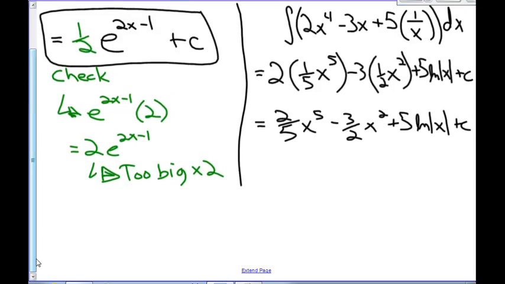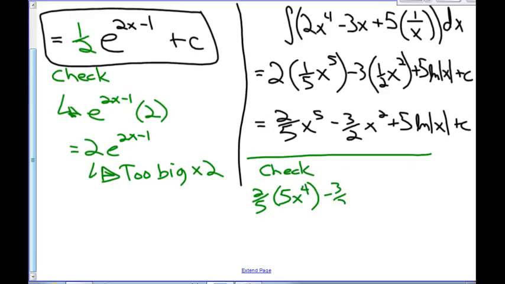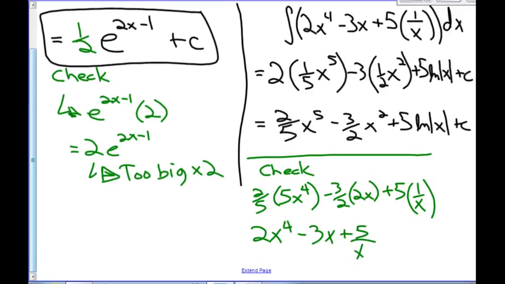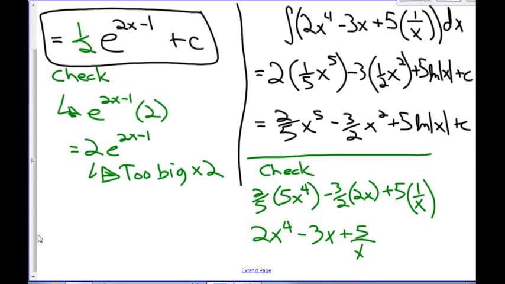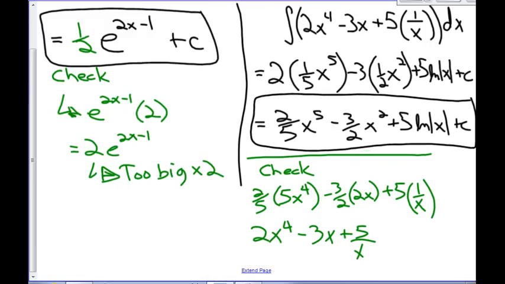I feel pretty confident about this one, though. Check. We'd have 2/5 times the derivative of x to the 5, which is 5x to the 4, minus 3 over 2, derivative of x squared is 2x, plus 5 times the derivative of ln x, which is 1 over x, and the derivative of c is 0. Or 2x to the fourth minus 3x plus 5 over x. Come on, big money. Is that what we started with? Ah, yes. So we're feeling great about this. That must be our indefinite integral.